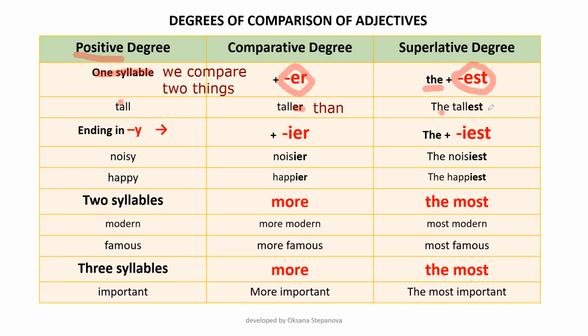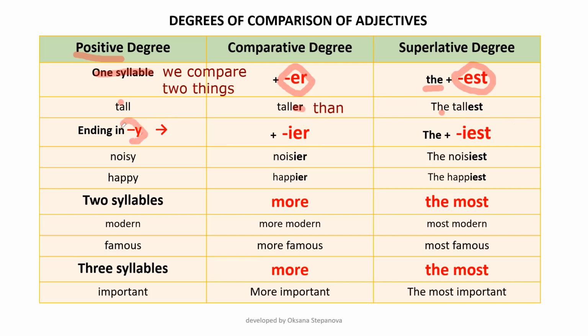This girl is the tallest of all. We use tall for people and high for buildings. We don't compare with another object. We just say that this something is the tallest of all. So just highlight this something. In the comparative degree, we compare two things.